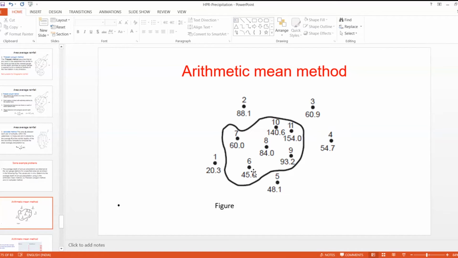So you see here, there are totally 11 rain gauge stations. Okay, five rain gauge stations are outside this catchment area, and six rain gauge stations are inside the catchment area. So at each rain gauge station, the rainfall is given, and as well as the total area of the catchment is given.